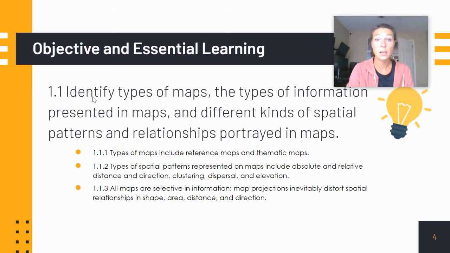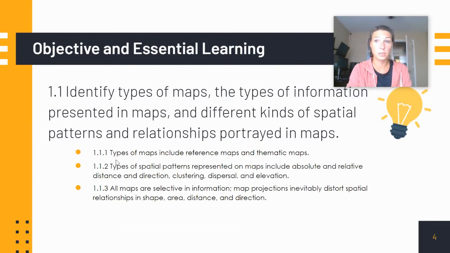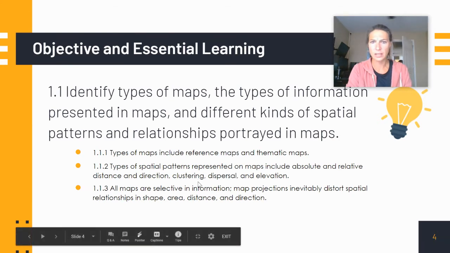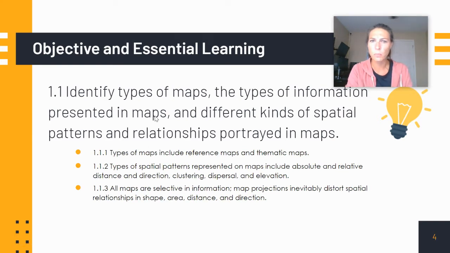You can see that this learning target is broken up into 3 different parts. There's types of maps, there's types of spatial patterns, and there's map projections, and that's how we're going to end. You can consider this your roadmap for learning.